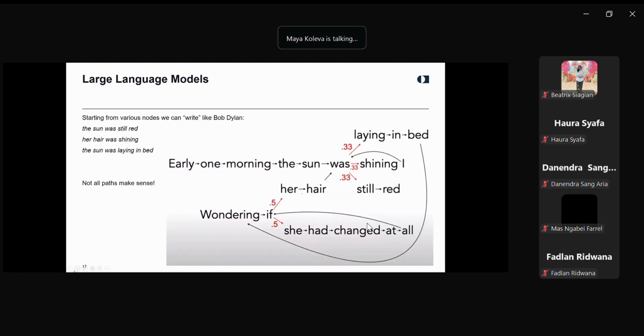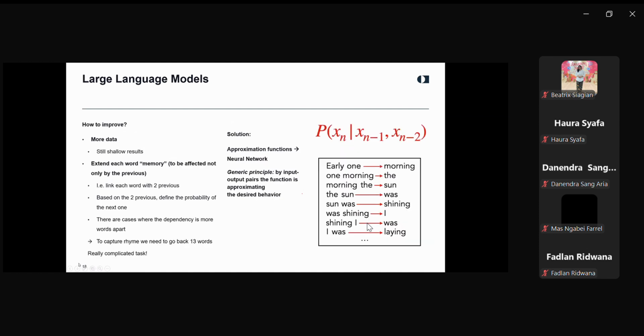So starting from various nodes, we can write like Bob Dylan. The sun was still red, her hair was shining, the sun was laying in bed, but not all paths make sense. So this is where we need to understand and we need to train the model how to choose the best path. How to do it? You need more data.